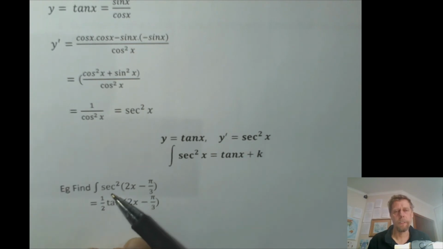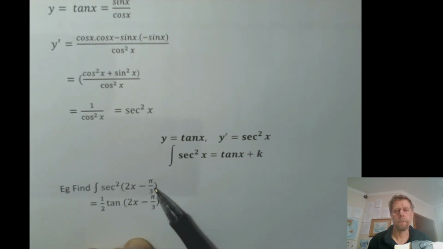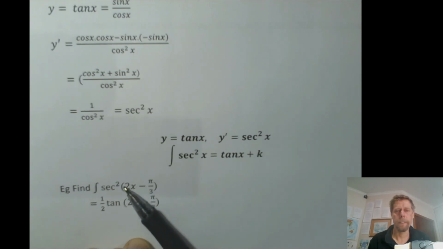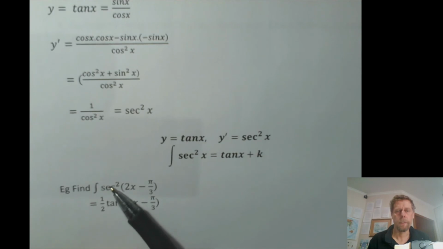For example, find the integral of sec squared of 2x minus pi over 3. Now, do you recognize the ax plus b? Okay, a is 2. So now we can say, right, we integrate sec squared, it becomes tan, and the inner function remains just as it is. The ax plus b remains as it is, and we put a 1 over a in front. And there we've done the integral.